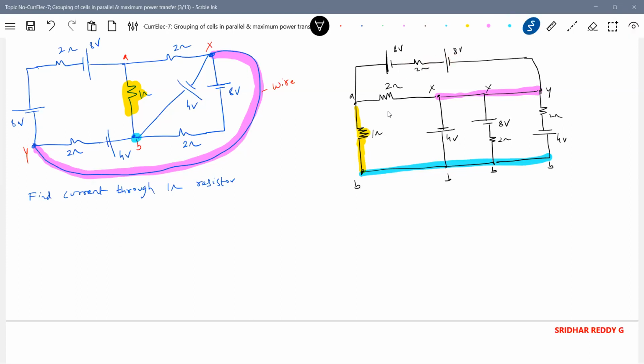Now you can ask questions: sir, how do I come to know I should think like this? This is what you have to analyze. Whenever you get a conducting wire, what is the best thing? Make X and Y common. Next part, I think I'm in a very good position. So look at this: 8 ohm, 8 volt, 2 ohm, 2 volt, 4 volt, 2 ohm, 4 volt. I think there's a grouping of cells. Shall I apply it for this? Can anybody directly tell me the answer? What is that XB?